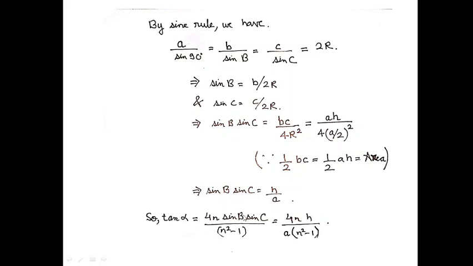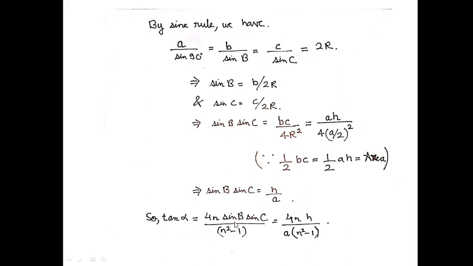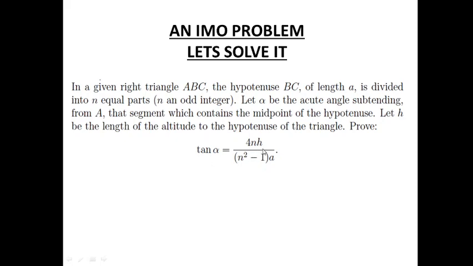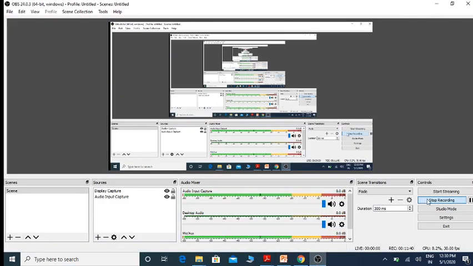So tan alpha equals 4n sin B sin C by n square minus 1, and sin B sin C is h by a. So hence, what we were given, we have proved that tan alpha equals 4nh by a into n square minus 1. So we have solved an IMO problem. So keep watching. Thank you.